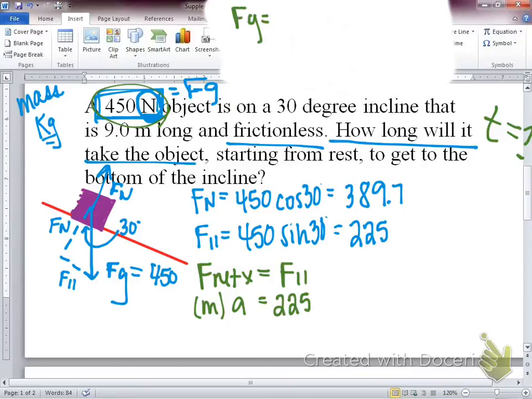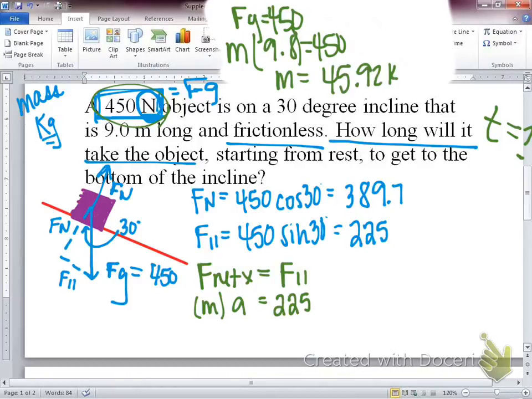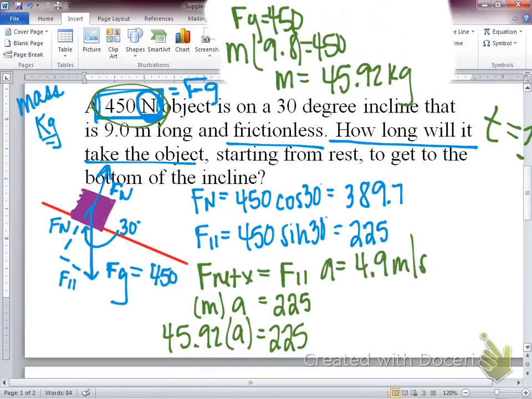Since we know F sub g is equal to 450, we're going to take mass times 9.8 equals 450, and we're going to divide that by 9.8. We get 45.92 kilograms, which I'm going to substitute in here for mass. To solve for A, am I going to divide by 225 or by 45.92? Divide by 45.92. And that gives me an acceleration equal to 4.9 meters per second squared.